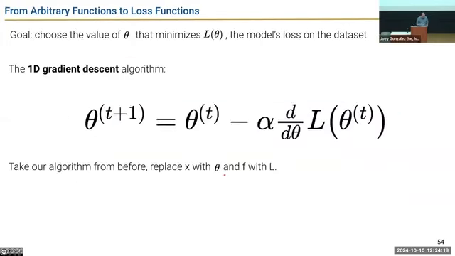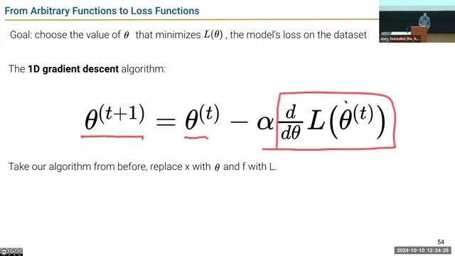So now I can take that gradient descent algorithm and put it in terms of my parameters. So my next parameter guess is my previous parameter guess times the gradient to my loss. Again, here is where I'm going to want to use this chain rule, right?